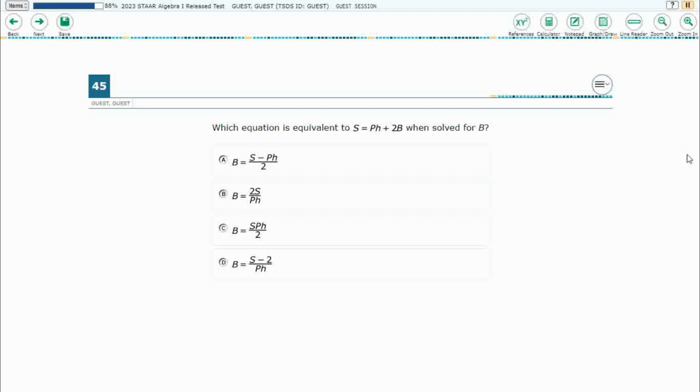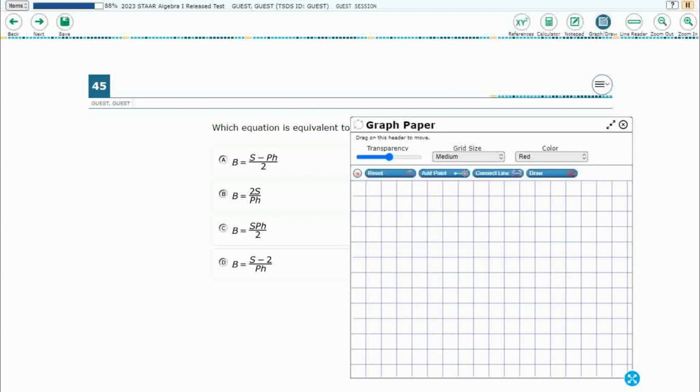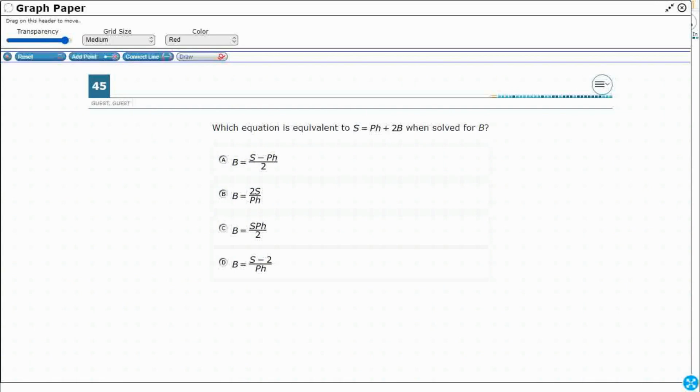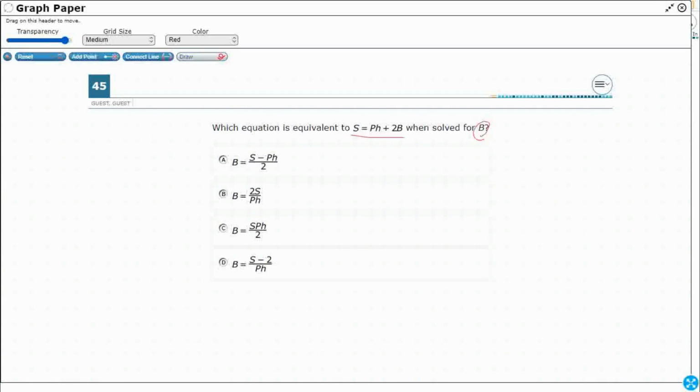So we need to find an equation here that is equivalent to, and then let's open up our graph draw feature, S equals PH plus 2B, and we need to simply solve for B.